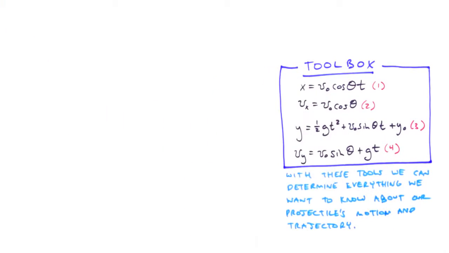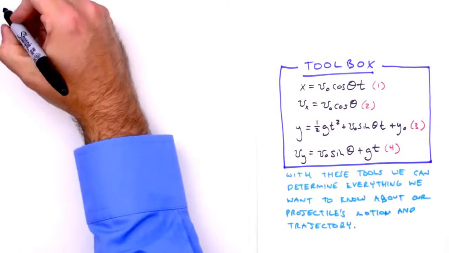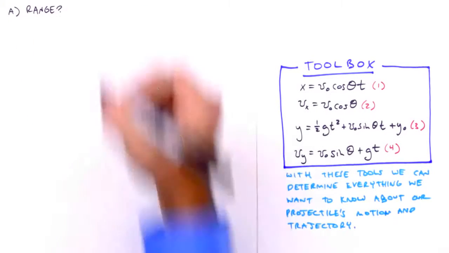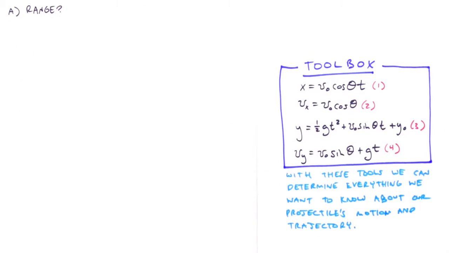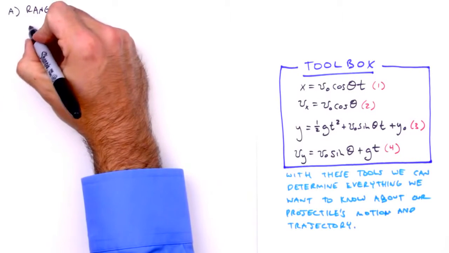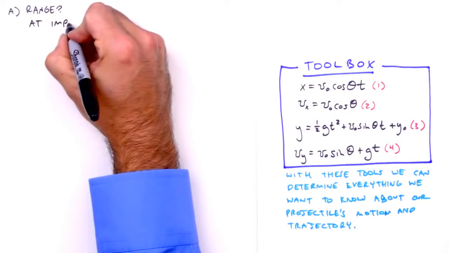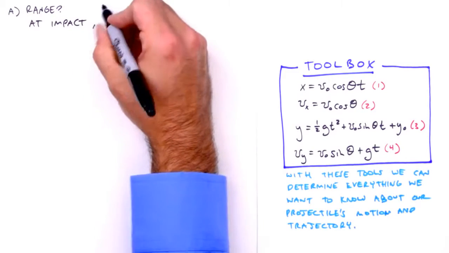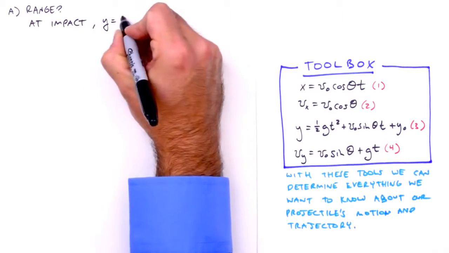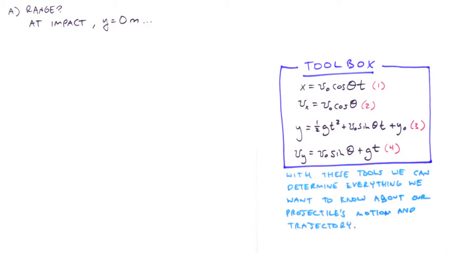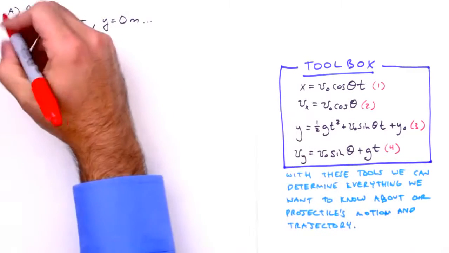First up, determining the projectile's horizontal displacement upon impact, i.e. its range. Where do we start? Well, equation 1 would give us the horizontal displacement, but we don't have t, the time of impact. To get t, we're going to need to use equation 3 along with a key implication. At the moment of impact, the projectile's vertical displacement is 0. Now we can solve equation 3 for time.